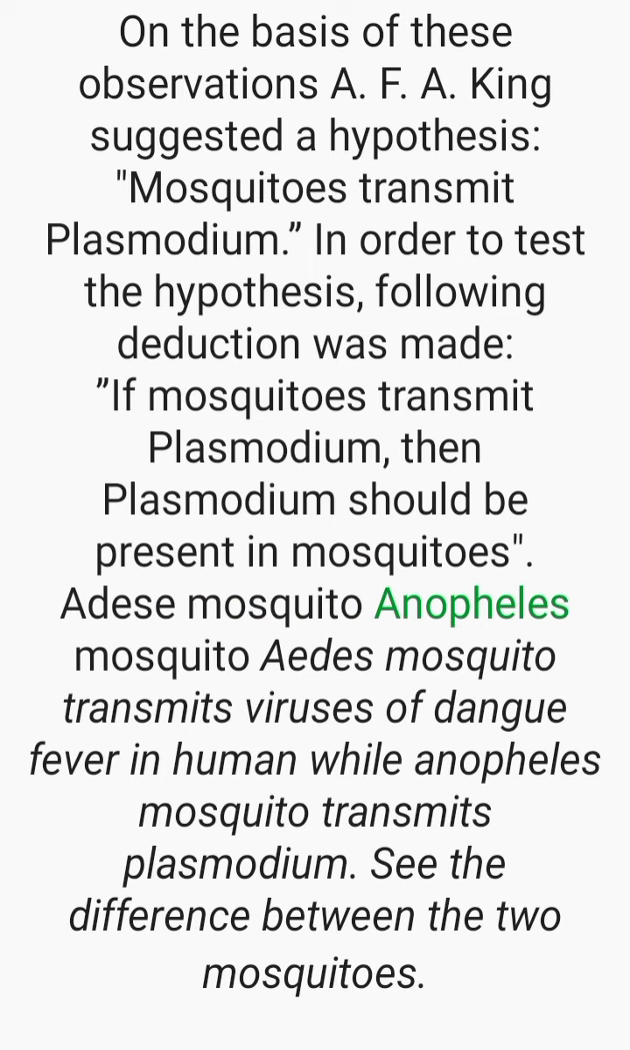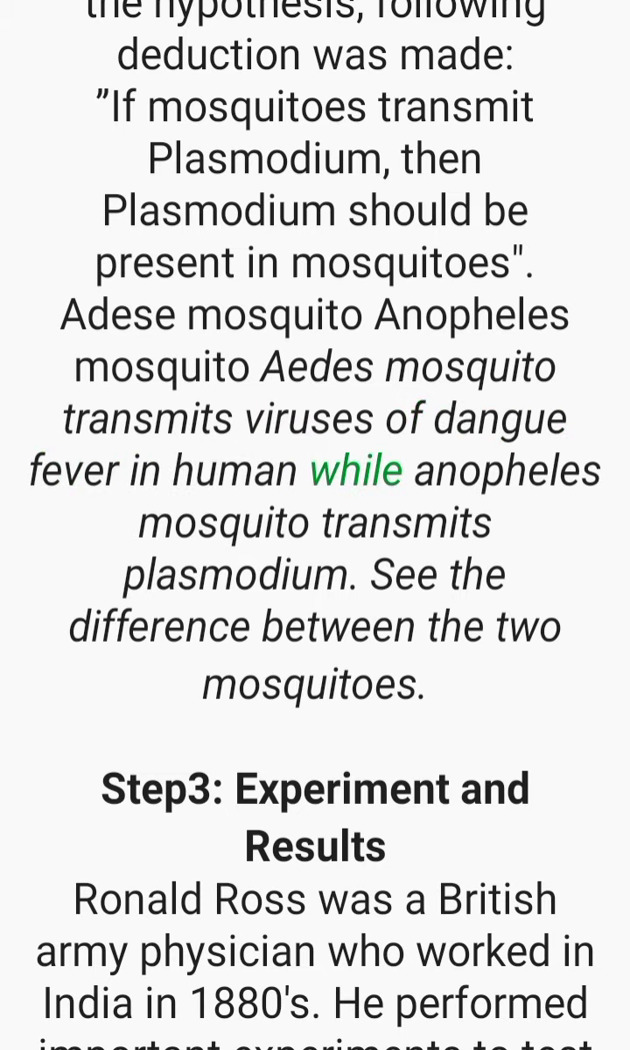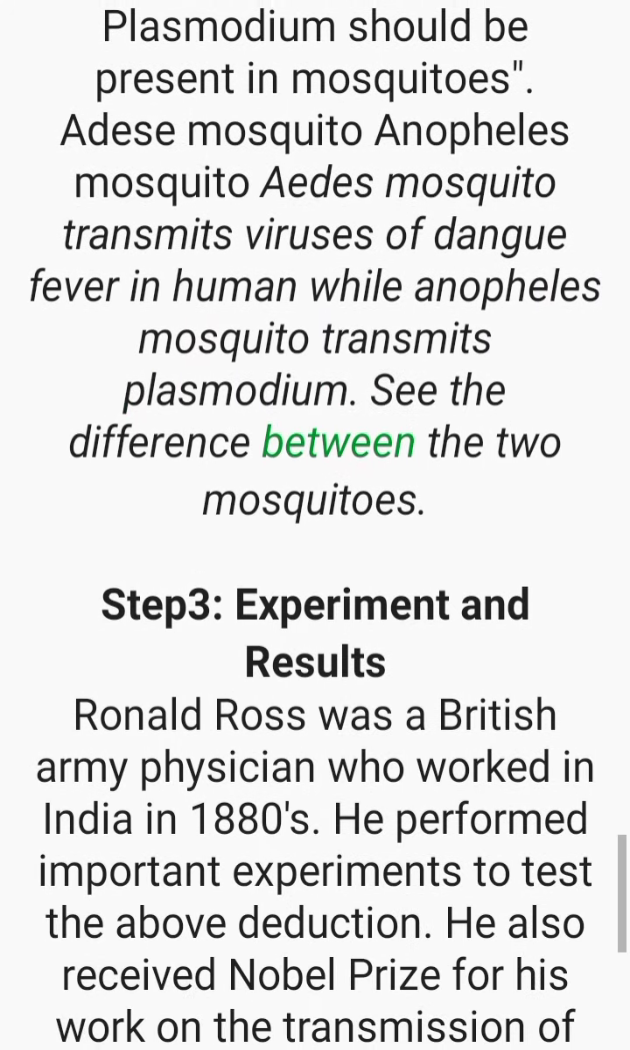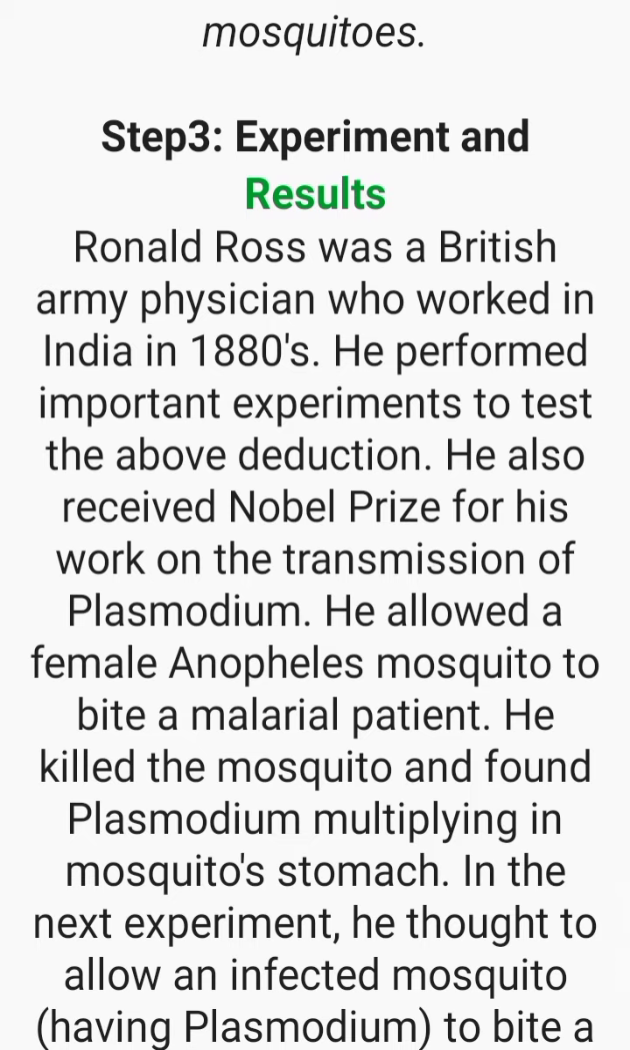Aedes mosquito, Anopheles mosquito. Aedes mosquito transmits viruses of dengue fever in human, while Anopheles mosquito transmits Plasmodium. See the difference between the two mosquitoes. Step 3. Experiment and results. Ronald Ross was a British Army physician who worked in India in 1880s. He performed important experiments to test the above deduction.